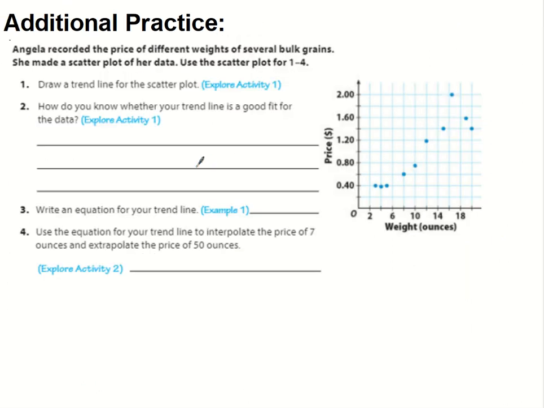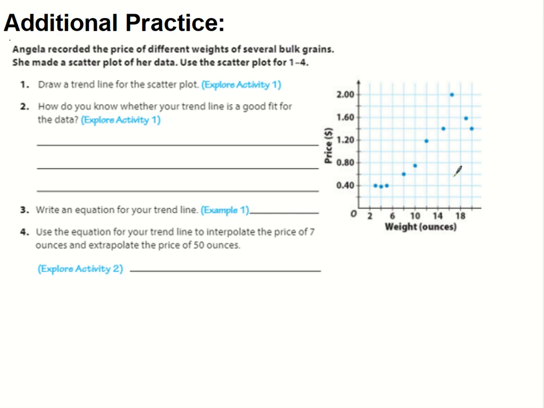Now, we're gonna have a few problems here. So Angela recorded the price of different weights of several bulk grains. She made a scatter plot of her data. So we have the weights and different prices of these grains. So first we want to draw a trend line.